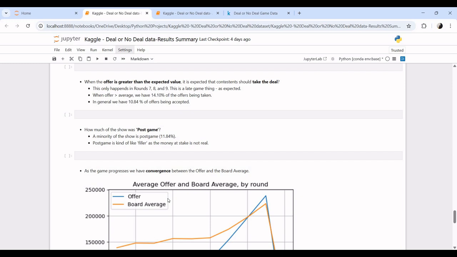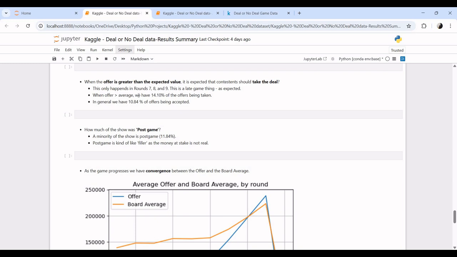Okay. Another interesting thing was offers that were greater than the expected value. You'll find that these offers generally only happened during rounds 7, 8, and 9, so this was a late game thing. So that's as expected. You wouldn't expect this early in the game, as there's still a great chance of losing the large values and the player making less money.